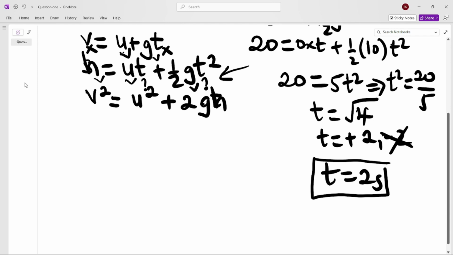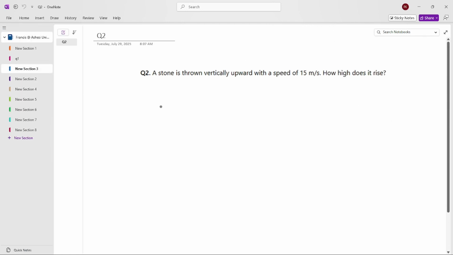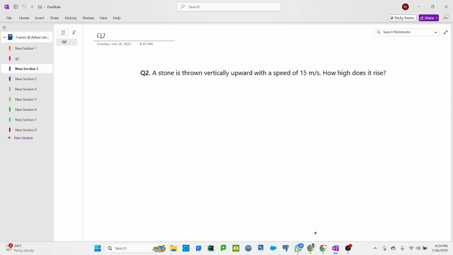Let's look at another question. I have a lot of questions here today too. So this one: a stone is thrown vertically upward. You are going to tell me all the parameters that we can extract from this question. A stone is thrown vertically upward with a speed of 15 meters per second. How high does it rise?